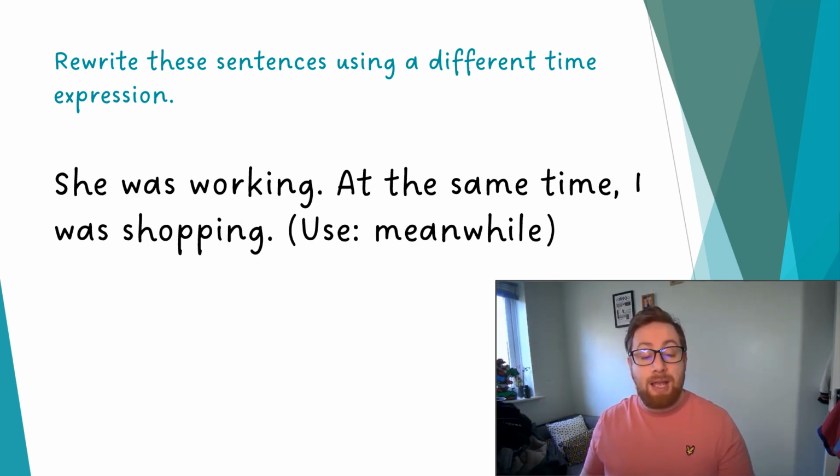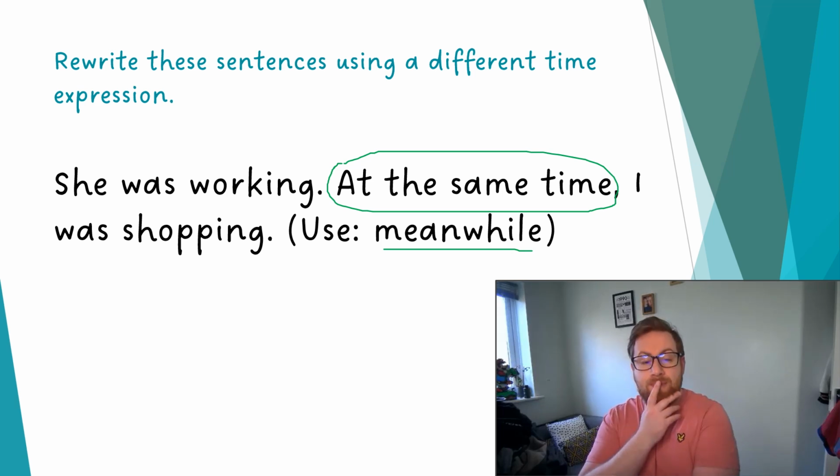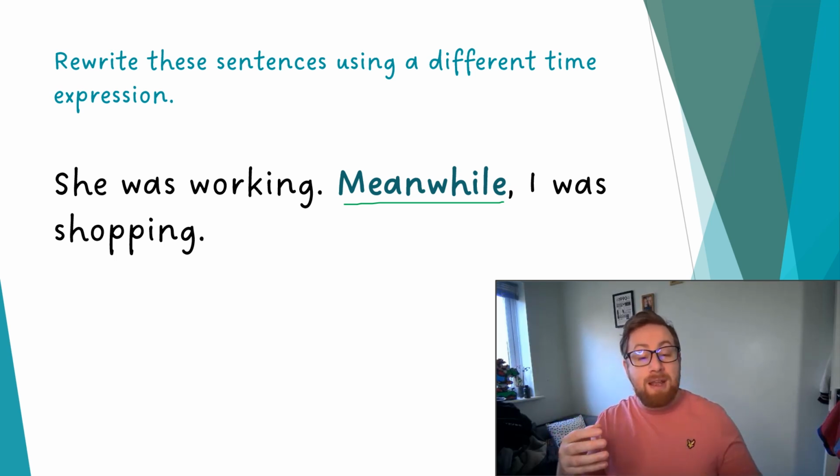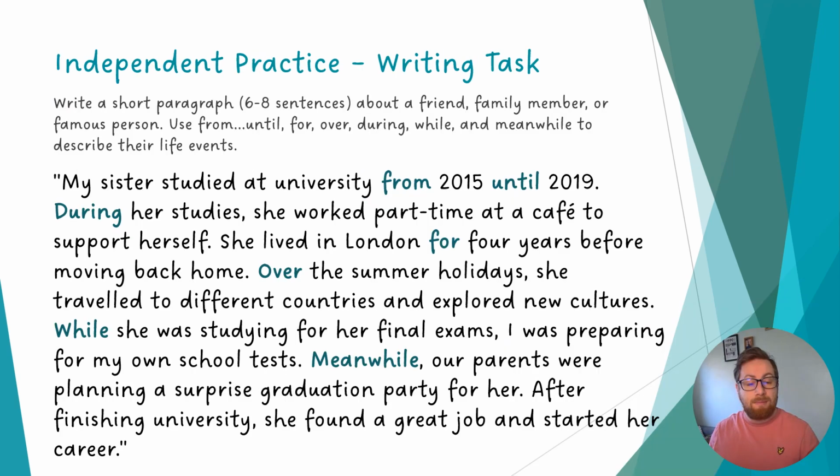She was working at the same time I was shopping. I'm going to use meanwhile. What would we change? Are we looking here where we can make a change? She was working. Meanwhile, I was shopping. So we can see how these phrases can change the sentences, sometimes shorten a sentence, and can be used to describe different periods of time.